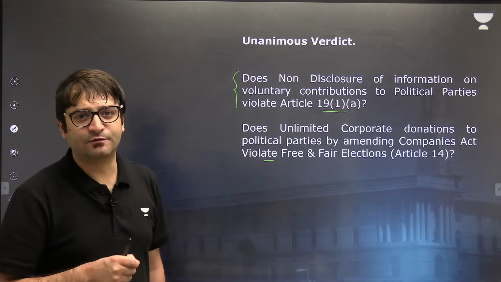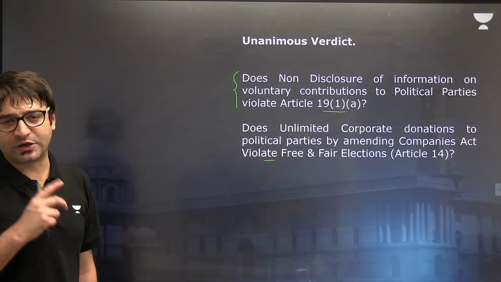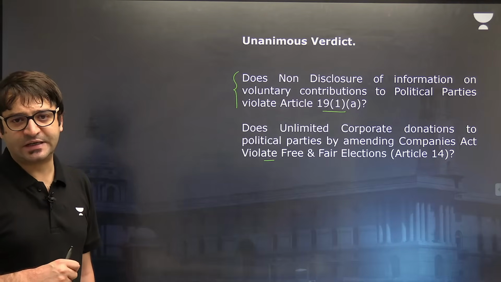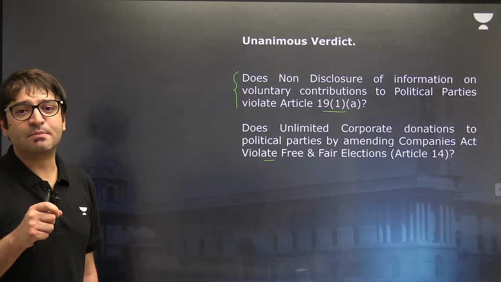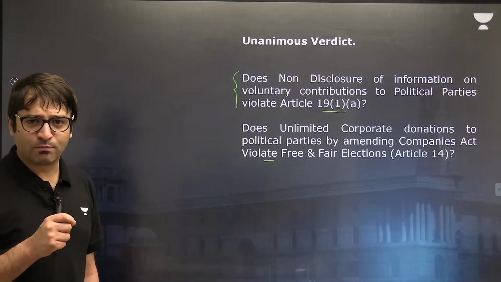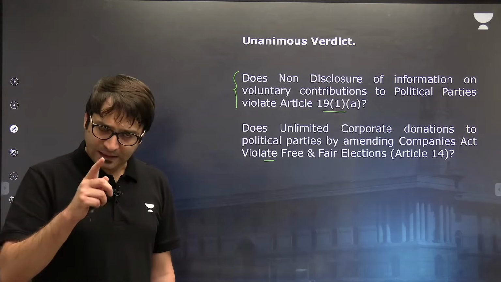Does it violate Article 14? Is it manifestly arbitrary? These were the two critical questions before the 5-judge bench of the Supreme Court, headed by Chief Justice of India, Justice Chandrachud. And the Supreme Court today gave a unanimous verdict. A 5-judge bench of the Supreme Court said this electoral bond scheme is unconstitutional. How? Let's understand.